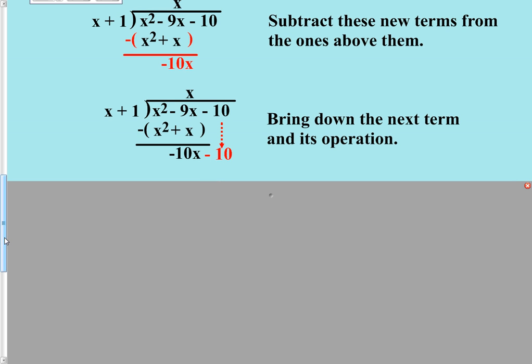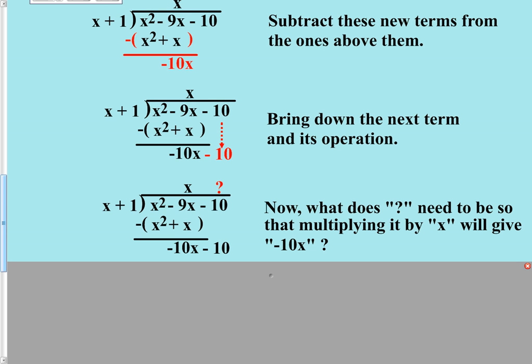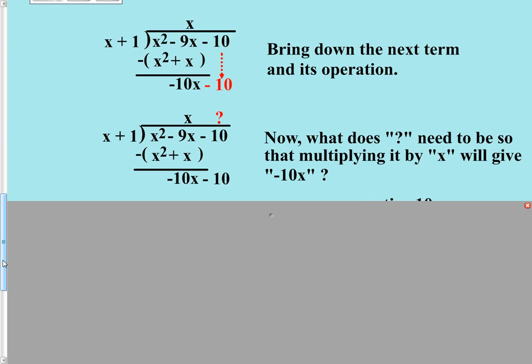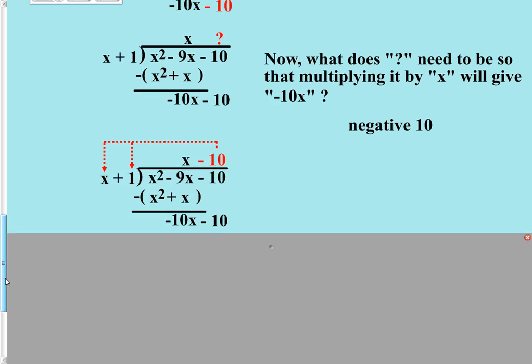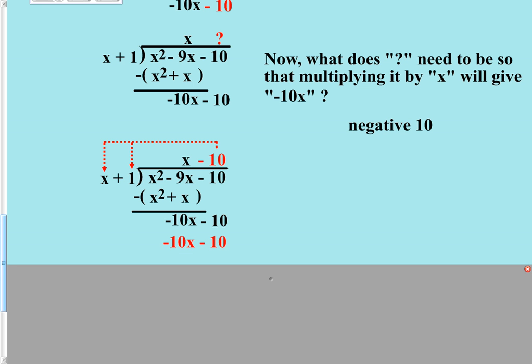Now, we repeat the same process again, once again trying to eliminate the leftmost term. So what needs to show up above the negative 10 so that when we multiply it times the x, it will equal negative 10x? Well, we've already got the x, so we need to bring a new negative 10 into the problem. Promise it's not as complicated as it sounds. As you get a little bit more familiar with it, work a couple, it'll get easier.